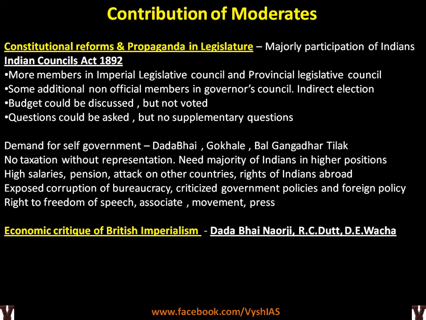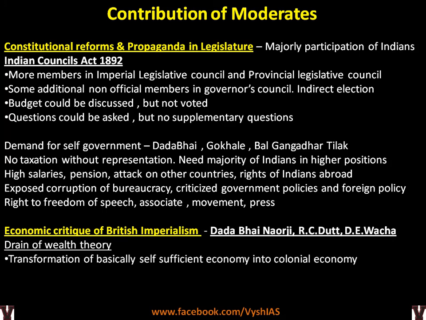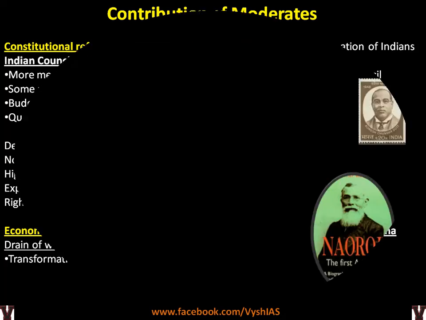They gave a list of 4-5 names and asked which of the following were economic critics. So you should know the names. Dadabhai Naoroji, R.C. Dutt and D.E. Wacha are 3 important names. There are many others also, but these are 3 important names. Drain of wealth theory. Transformation of a basically self-sufficient economy into a colonial economy. So India was a self-sufficient economy and was the richest country of that time. But Britishers changed it into a colonial economy, and the Indian economy collapsed.